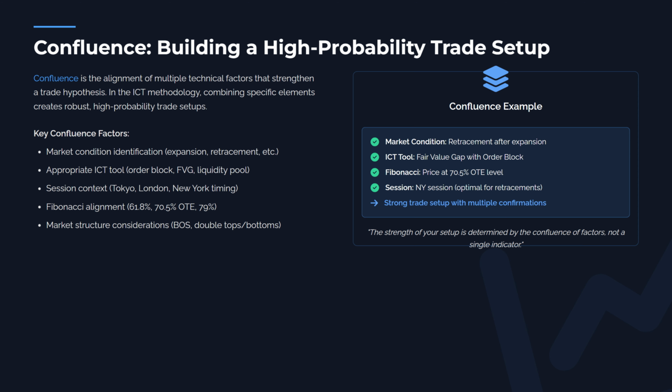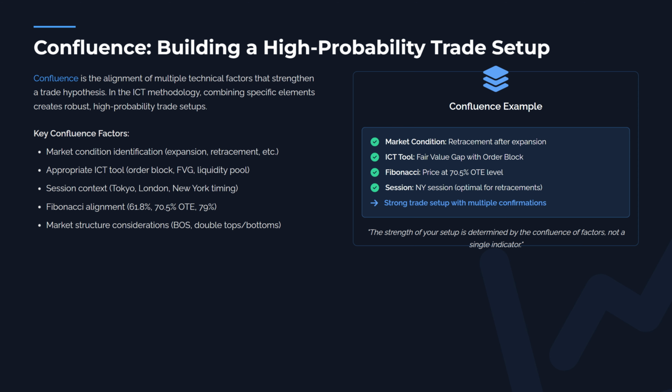Here's how it works in practice. Let's say you identify a consolidation that's ready to break out. That's factor number 1. You notice there's an order block at a key level. Factor number 2. You see that we're entering the London session, which favors breakouts. Factor number 3. And you observe that there's a fair value gap that price might target. Factor number 4. When multiple factors like these align, you have confluence, and that's when high probability trading opportunities emerge.